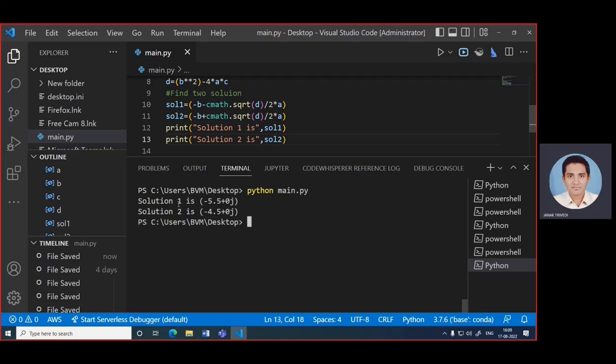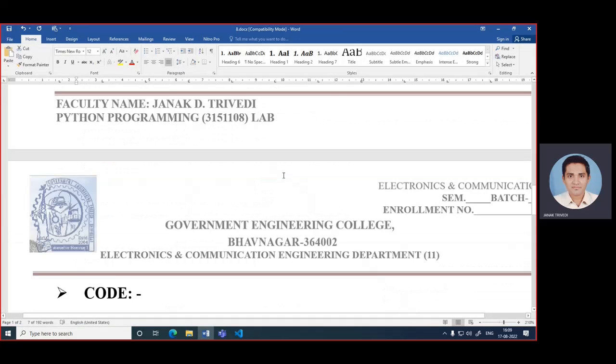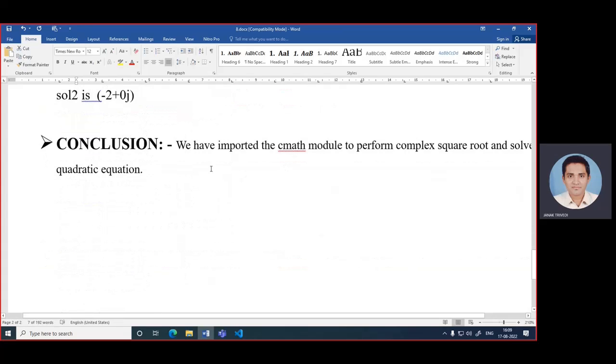So that is solution 1: minus 3 plus 0j, and solution 2 is minus 2 plus 0j. So minus 3 is the real part, imaginary part is 0. So that is the final solution that we can get with the help of Python. So that is the code for the same, and the conclusion is that we have imported the cmath module to perform complex square root and solve the quadratic equation.